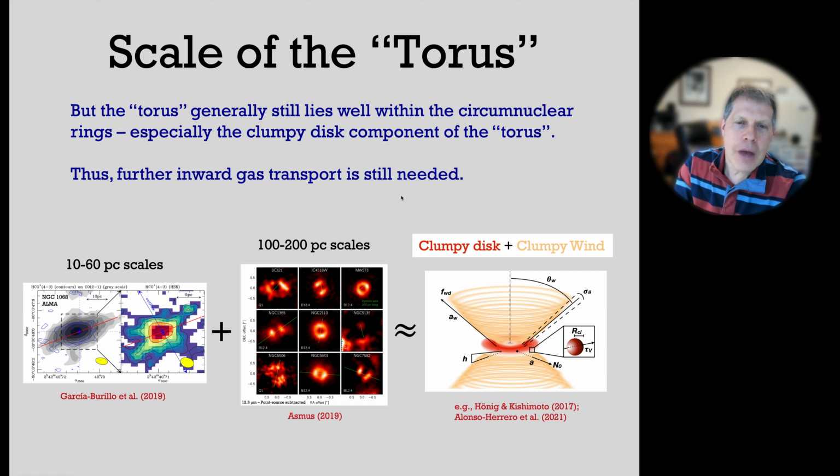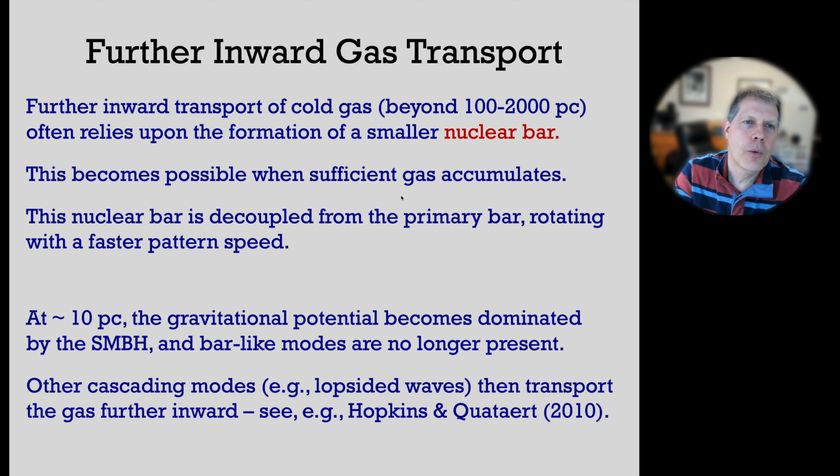And so how do you get that further inward gas transport? Well, further inward transport of cold gas beyond the sort of 100 to 2,000 parsec scale of the circumnuclear rings often relies upon the formation of a smaller so-called nuclear bar. This becomes possible when sufficient gas accumulates. And this nuclear bar is a distinct structure from the primary bar of the galaxy, being, of course, much smaller and rotating with a faster pattern speed.